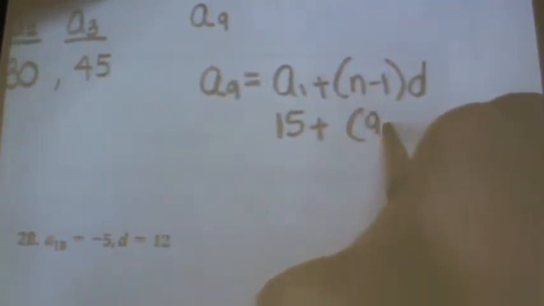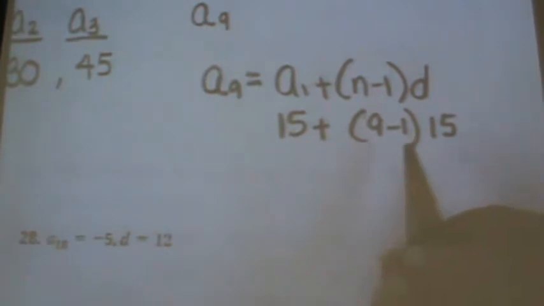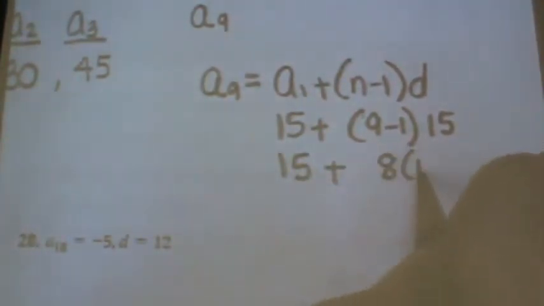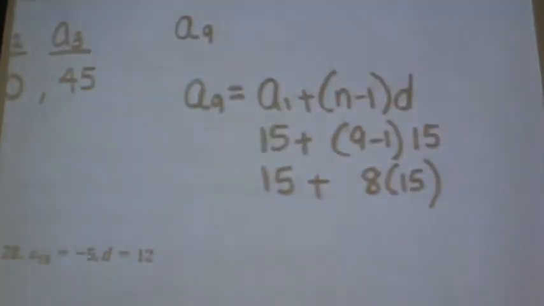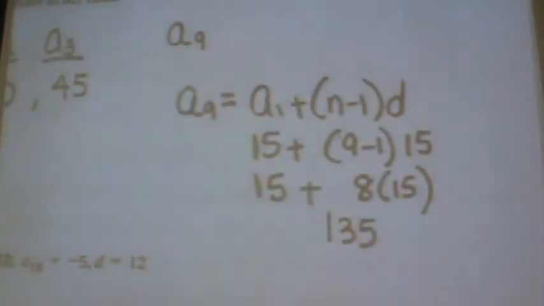into the formula: first term, n minus 1 times d. So 15 plus 9 minus 1, times 15. What do you get? How much does she have? 135. Excellent.